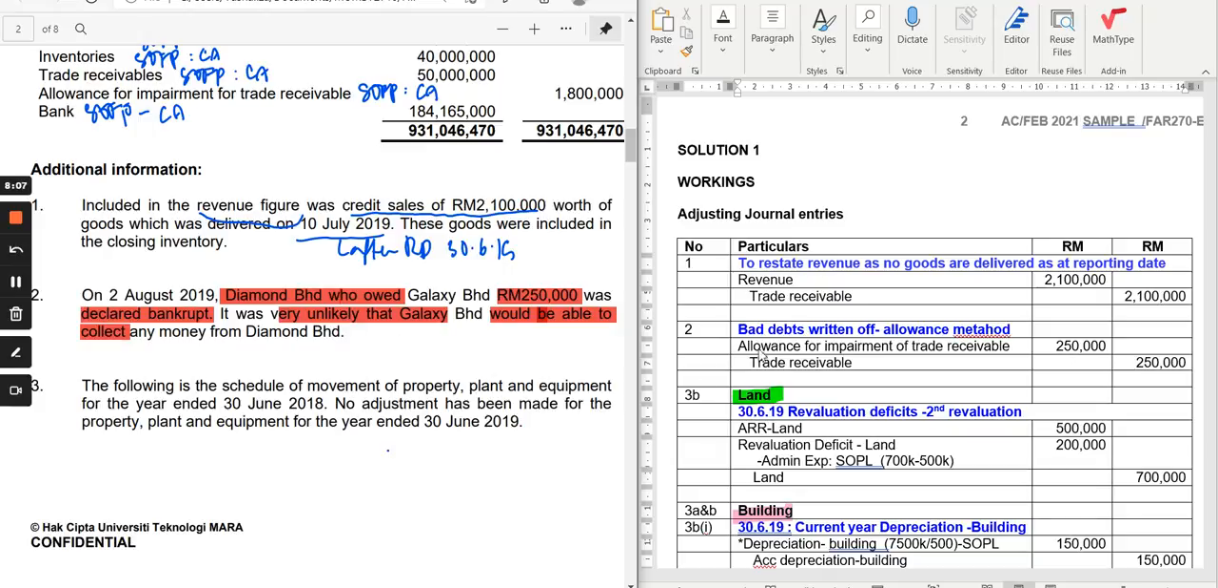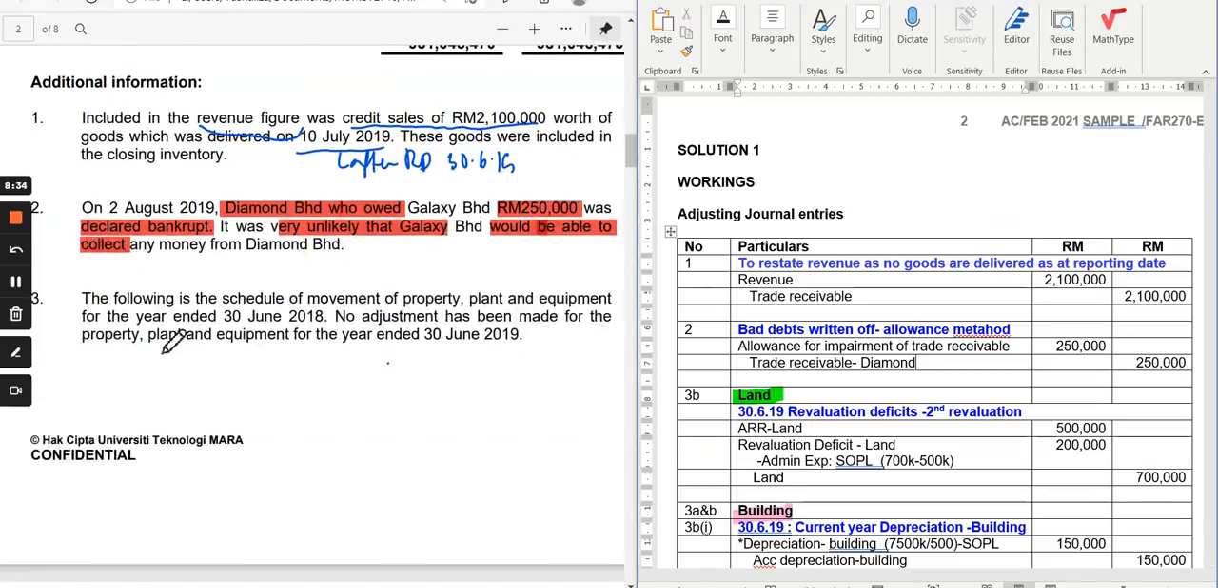Under the allowance method, if you write off as bad, that will be debited to the allowance for impairment account, your AFITR, 250,000, and it will be adjusted in trade receivable. And the trade receivable that you will have to adjust here is the trade receivable of Diamond. Not all trade receivable, just the one of Diamond.